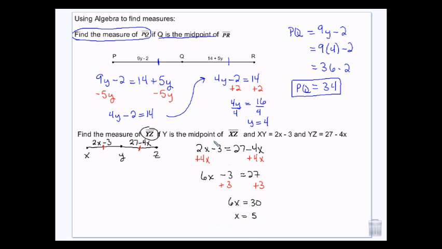I want to find YZ, which is 27 minus 4x. X is 5, so that's 27 minus 20. So YZ is 7.